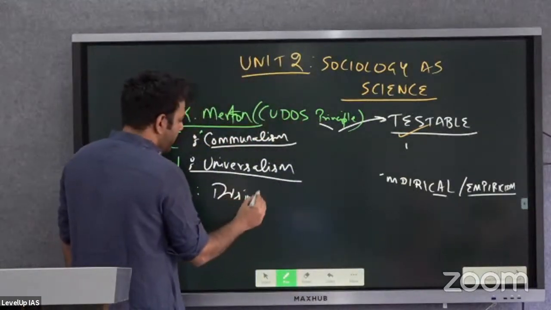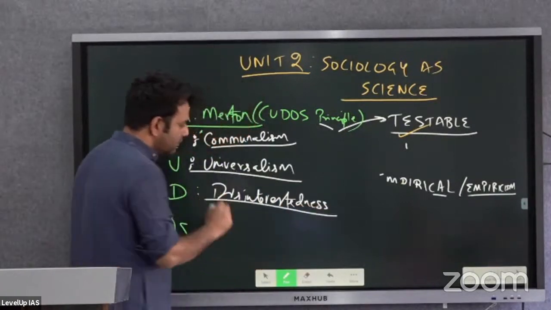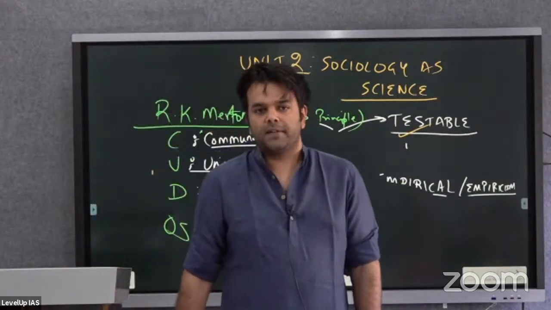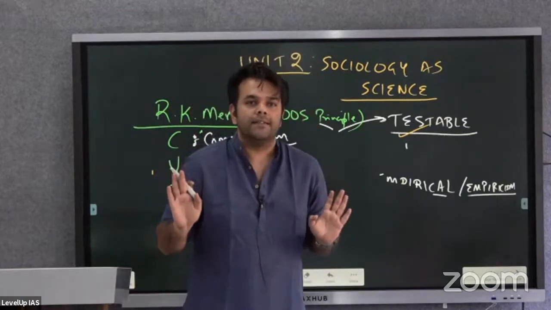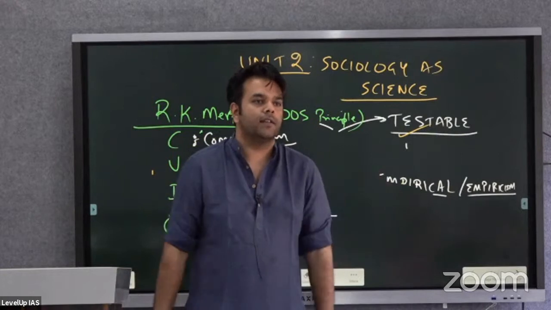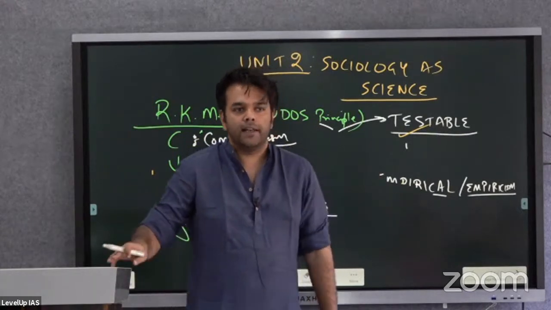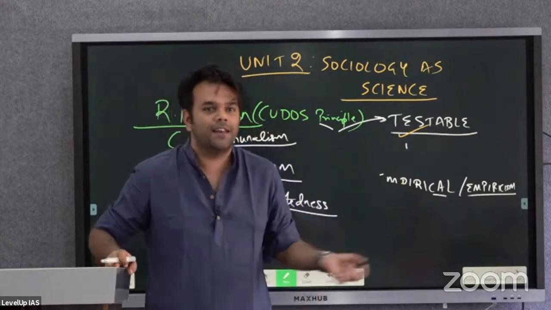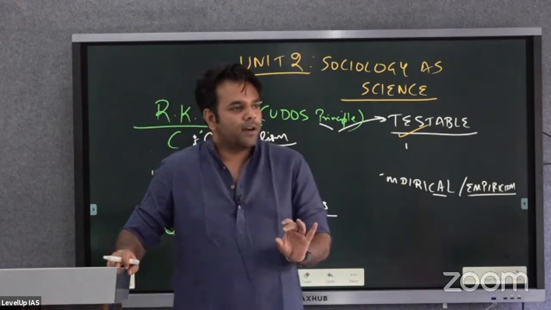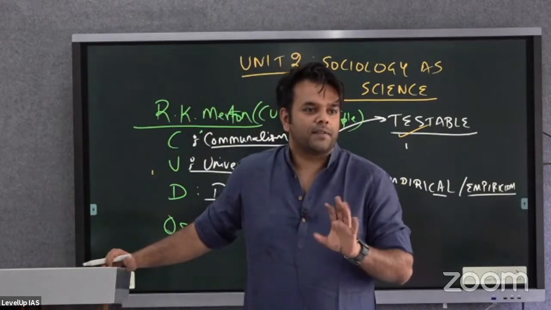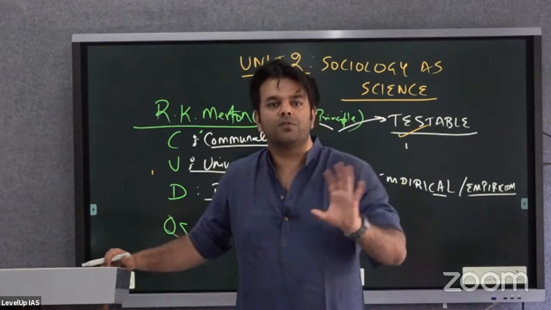Disinterestedness. Disinterestedness means no scientist would be working for his personal gains. He would be working for societal gains. For society के benefit के लिए ही वो काम करेगा, अपने personal फायदे के लिए नहीं वो करेगा ये काम, कोई भी research. Nobody worked on the corona vaccine for his personal gain. Everybody worked on the corona vaccine, every scientist, for the societal gain.